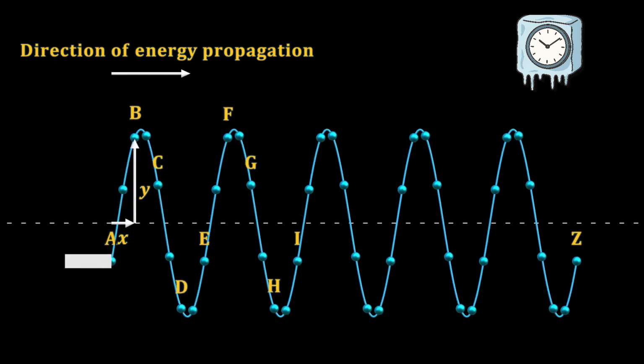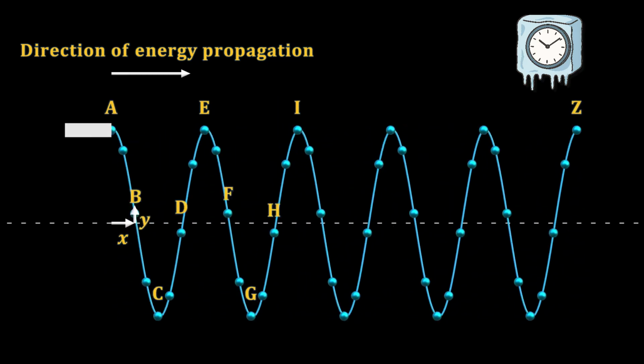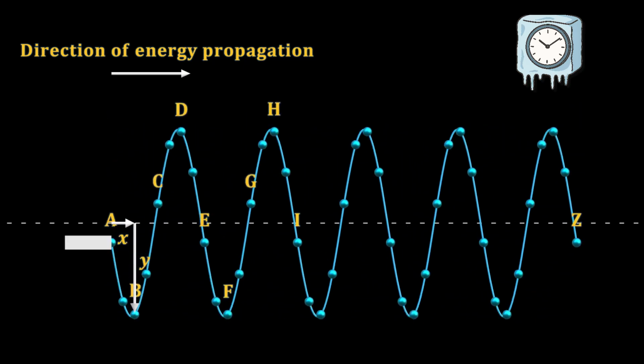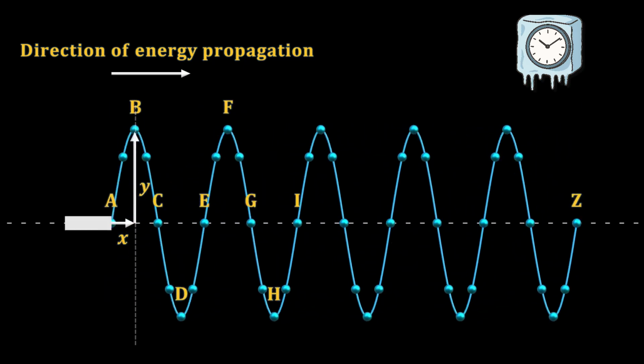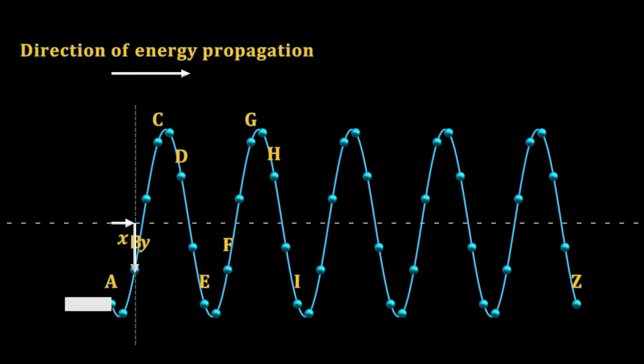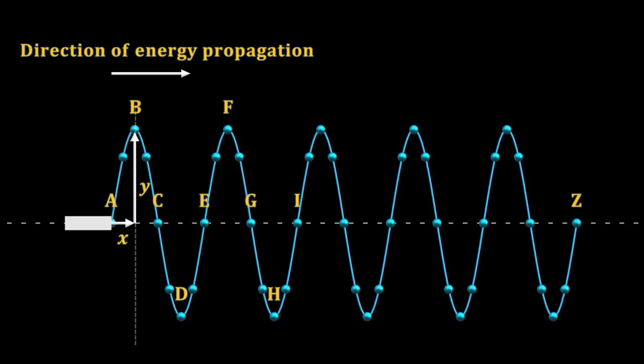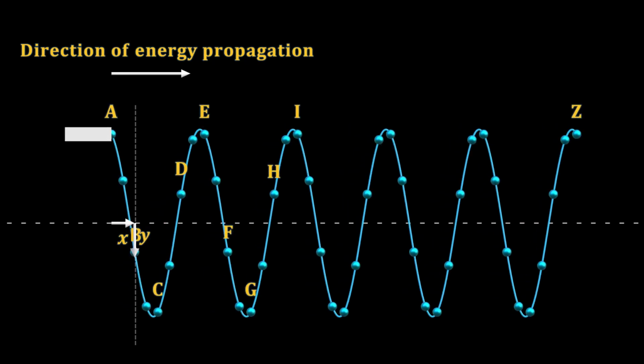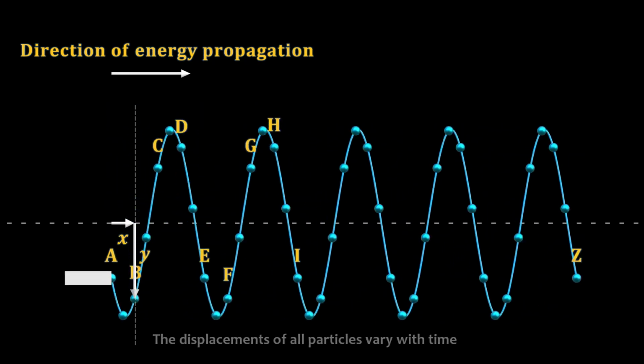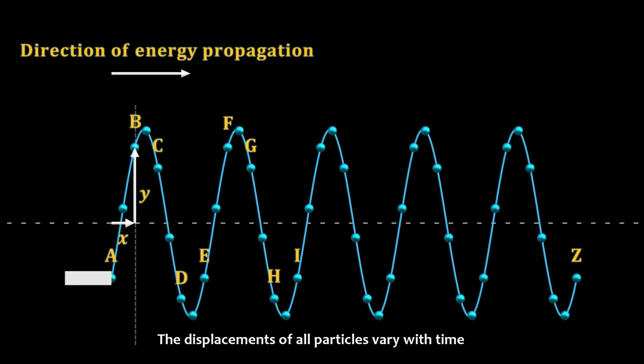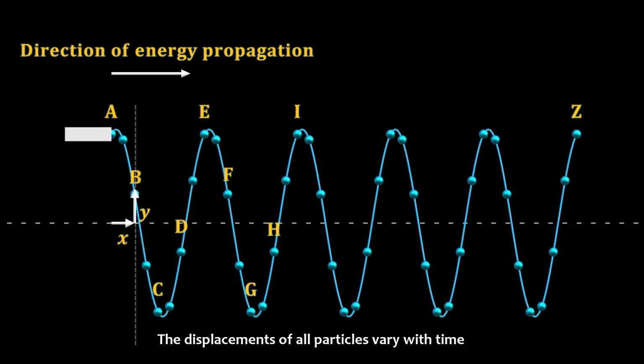The displacement y of a particle at a given position x varies with time as well. Let us focus on the particle at point B, and let us take the instant now to be t equals 0. The displacement of the particle at point B is y equals y naught at this instant. What we see is that as time progresses, its displacement y changes with time. In fact, the displacements of all particles vary with time when a wave is propagating.